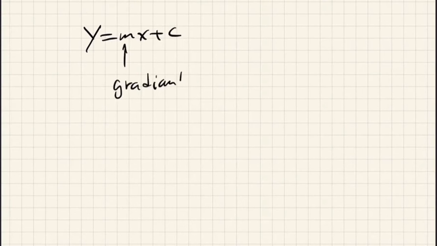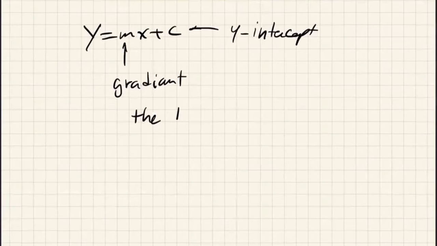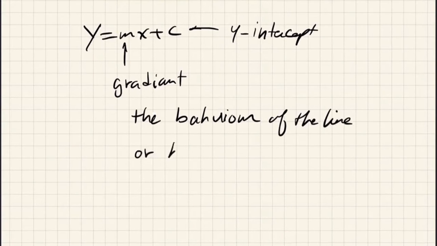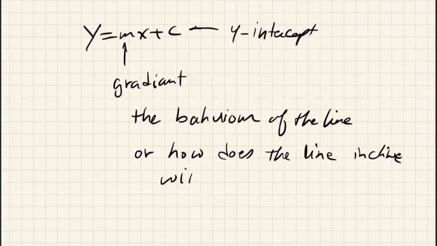طيب احنا اتكلمنا الاول اوكي that any straight line can be represented algebraically in the form of y equals mx plus c, where m is the gradient, okay, and the c is the y-intercept. Okay. طيب the gradient means the behavior of the line. You can say like this, or how does the line incline with the x-axis.